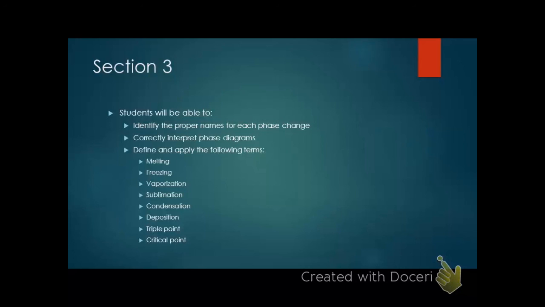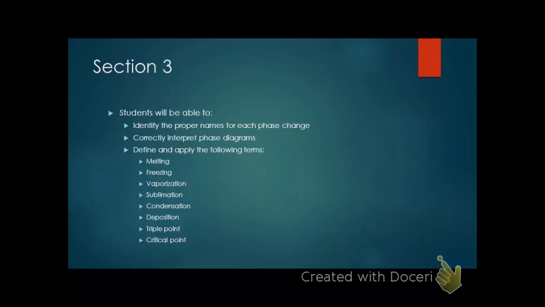Phase diagrams are just what they sound like. We want to look at each phase of matter, solid, liquid, and gas, and be able to tell when a substance is at a solid, a liquid, or a gas based on temperature and pressure. Define again and apply the terms listed below, the majority of which are your phase changes. So you'll be able to keep those in mind. Some of them we've talked about, some of them we still got to go.